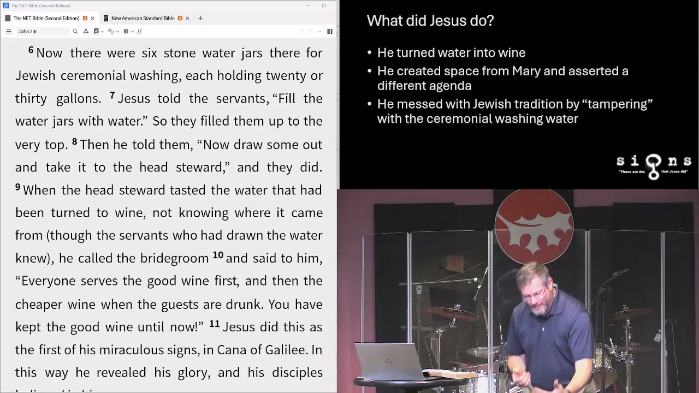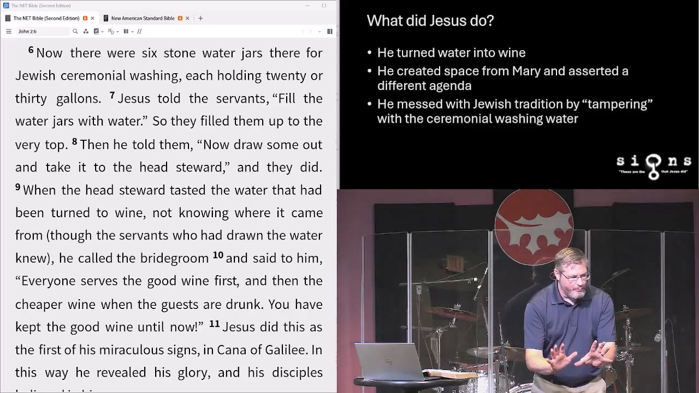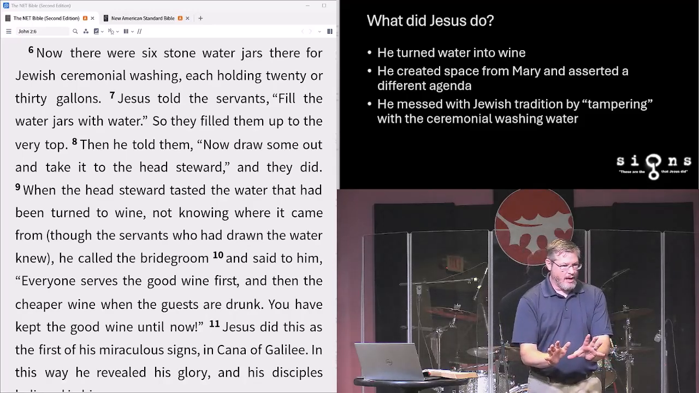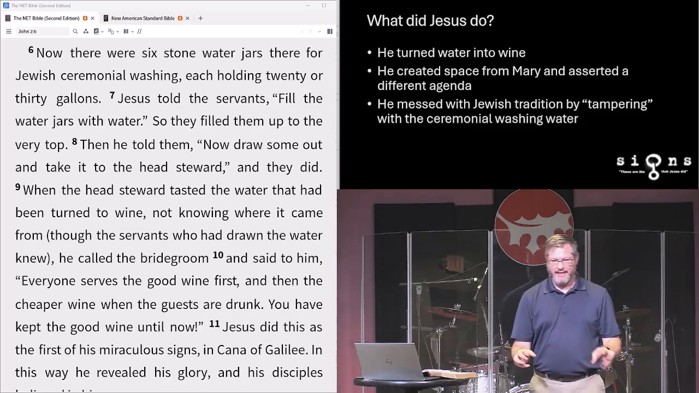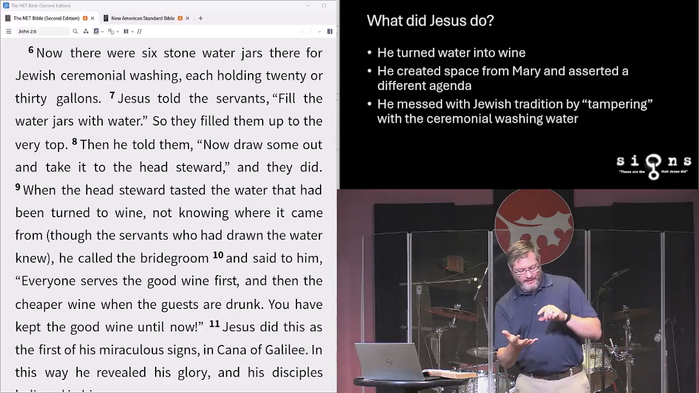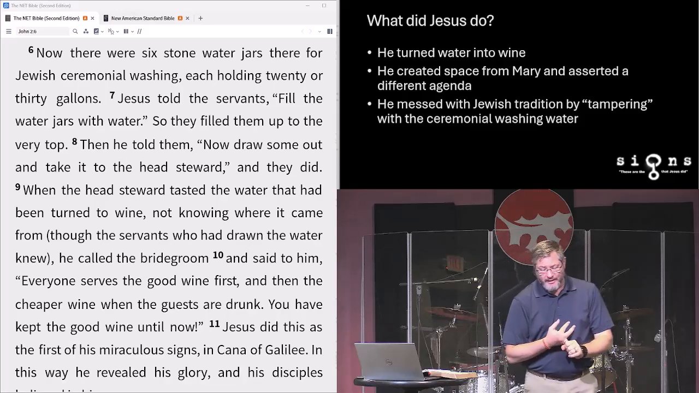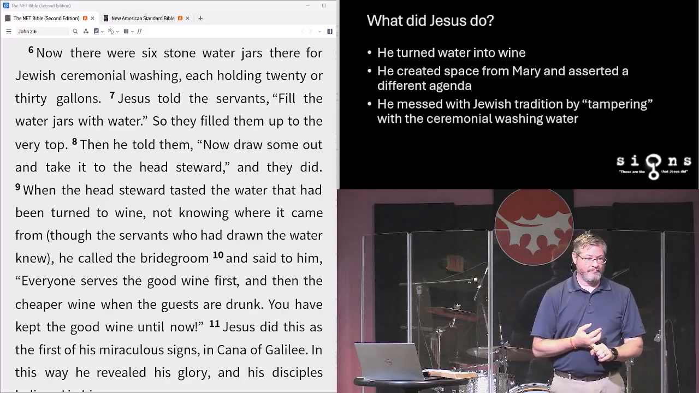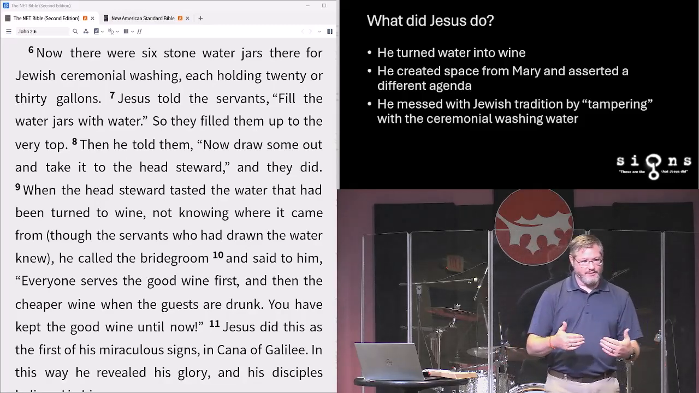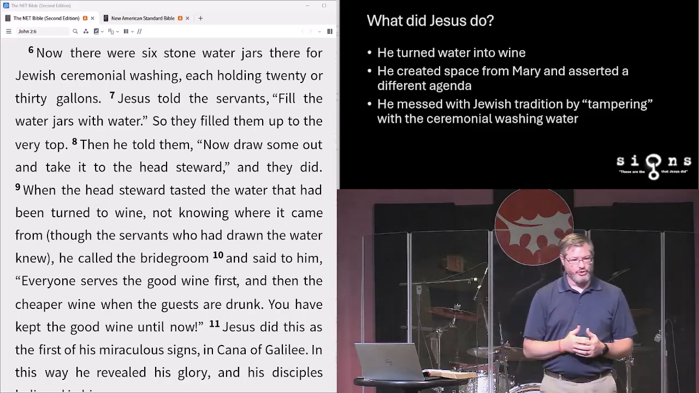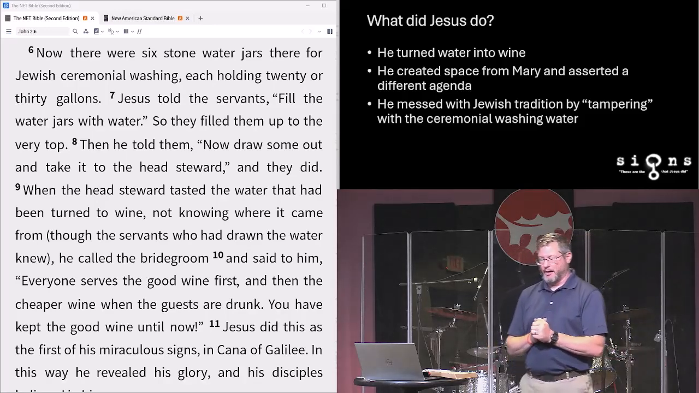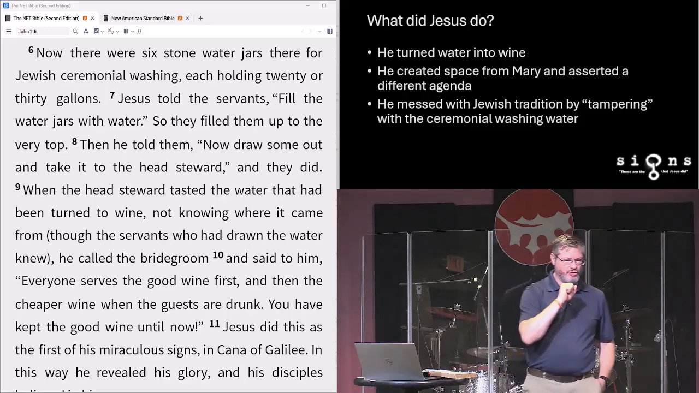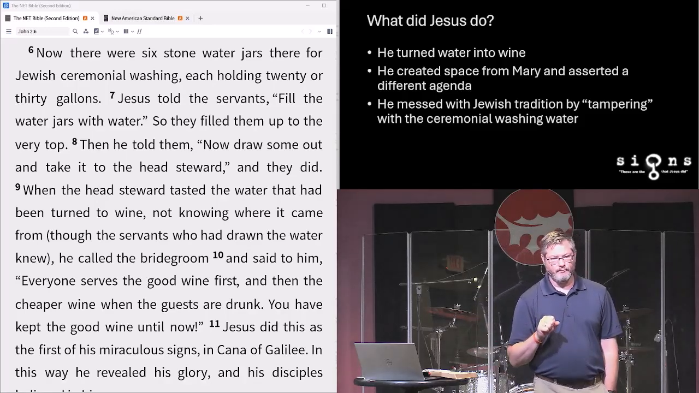His first miracle, he was already pushing back a little bit against the system that was already in place. I'm going to do things on a different agenda, and I'm going to do things in a different way. There's going to be some differences, okay? And they're going to start pushing back against him. Any other thoughts? What did he do?